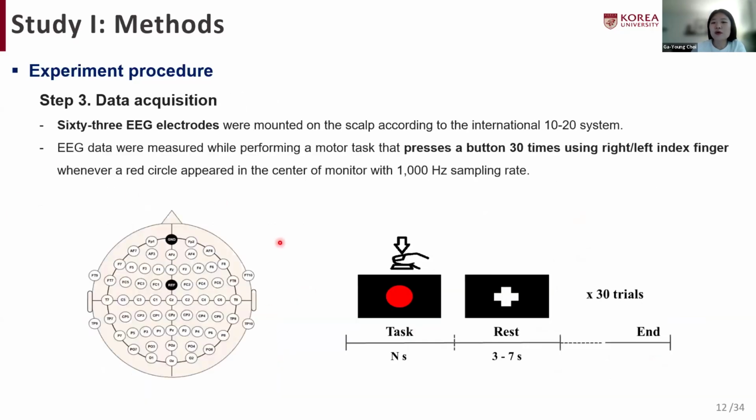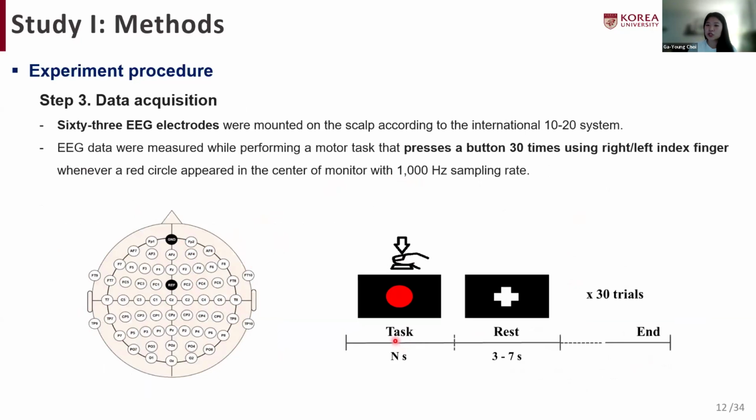For each recording, 63 EEG electrodes were placed on the scalp according to the 10-20 system to measure the EEG data, and the data were measured at a sampling rate of 10,000 hertz. The subject performed a simple finger tapping task to collect movement-related EEG data.